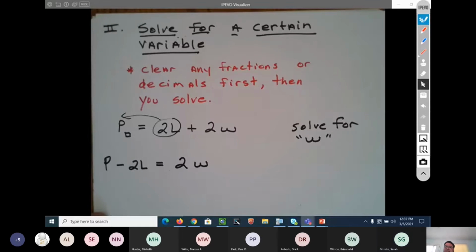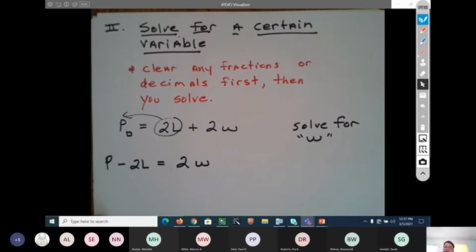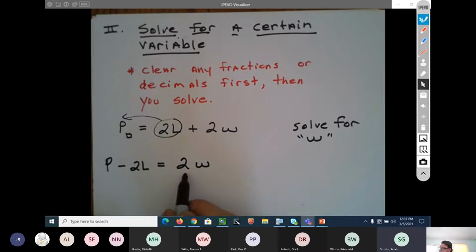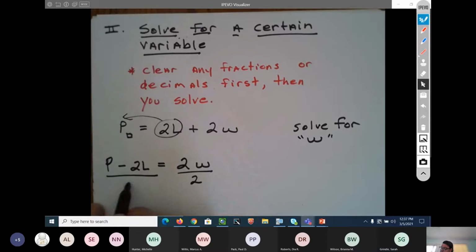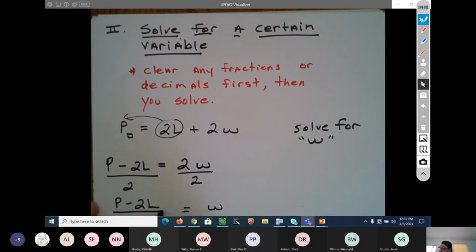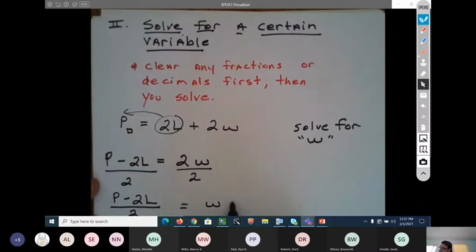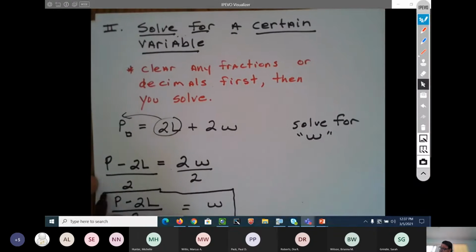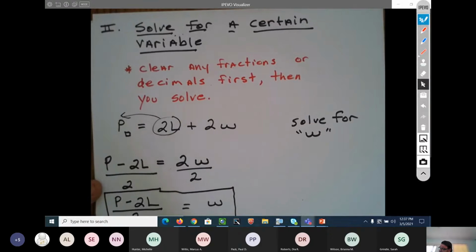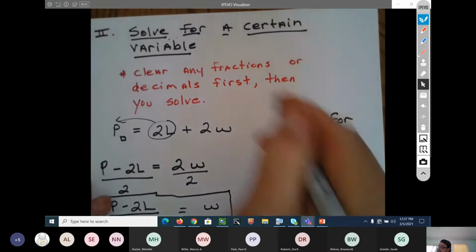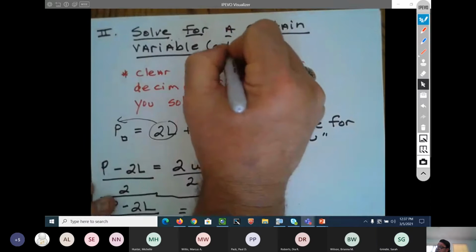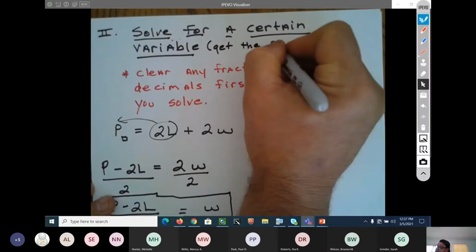whatever that variable is. Now I'm going to divide by 2 and divide by 2. So that variable is equal to perimeter minus 2 times the length over 2. And I have just solved for a variable. Solving for a variable means to get the variable what? By itself. Get the variable by itself.